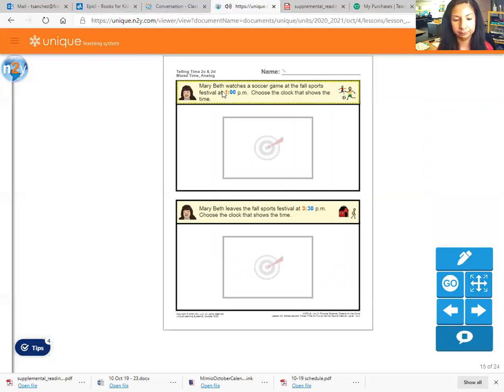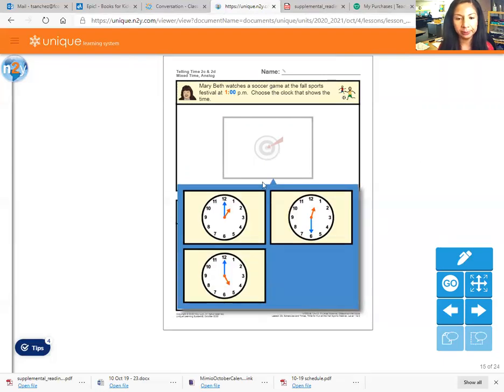Mary Beth watches a soccer game at the Fall Sports Festival at 1:00 p.m. Choose the clock that shows the time. Okay, so which clock shows that time, 1 p.m.? Is it this one, the minute hand pointing to the 12, the hour hand pointing to the 1? Is it this one, the minute hand pointing to the 6, and the hour hand pointing to the 1? Or is it this one, the hour hand pointing to the 5 and the minute hand pointing to the 12?